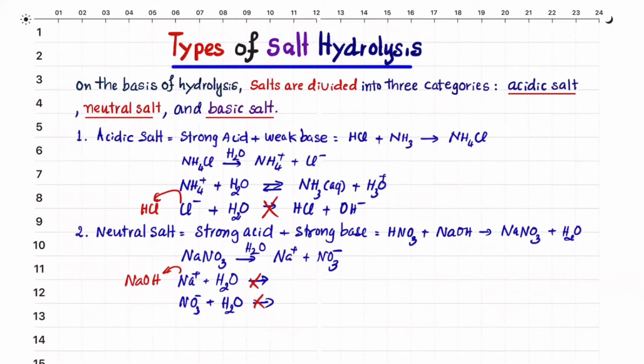This is the neutral salt. Neutral salt means strong acid and strong base. For example, nitric acid reacts with sodium hydroxide to produce sodium nitrate. Sodium nitrate hydrolyzed in water gives sodium ion and nitrate ion. Sodium ions cannot react with water because they came from sodium hydroxide, a strong base, and nitrate also came from a strong acid, nitric acid. So this cannot.